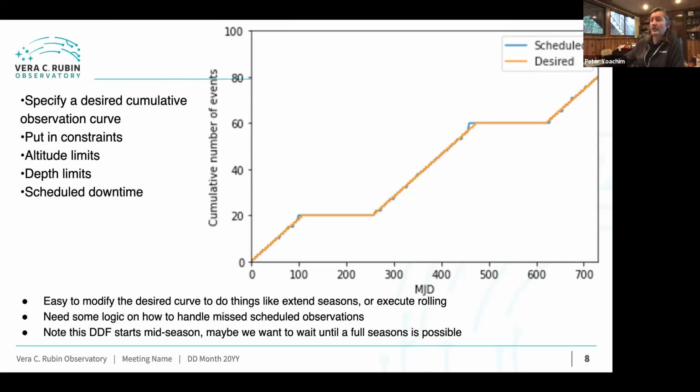So here, when I say rolling, I mean the idea is that we would keep the positions the same, but for example, do double cadence on one deep drilling field in a season, zero cadence on another one, and then swap it the next year. So static science wouldn't be impacted, but you would have a season of, say, double cadence on a deep drilling field. We can do spatial as well.